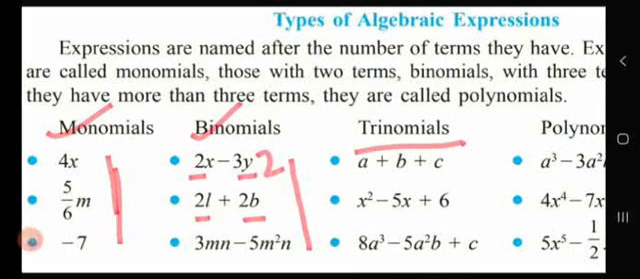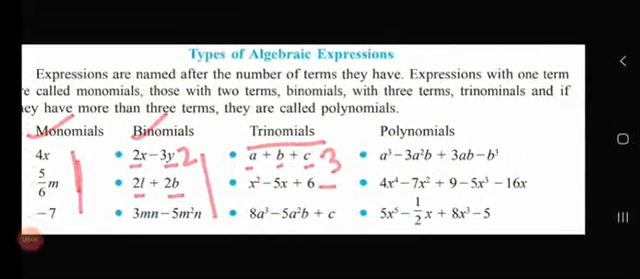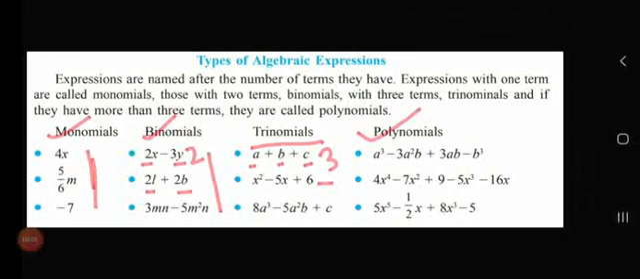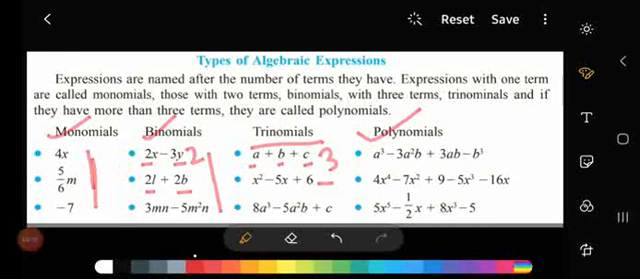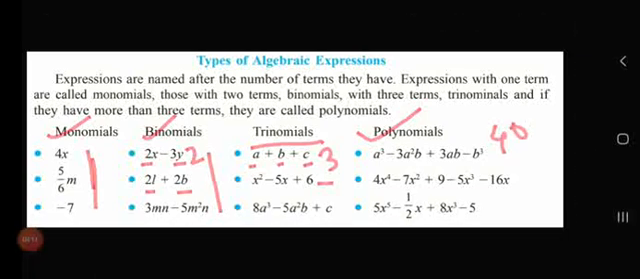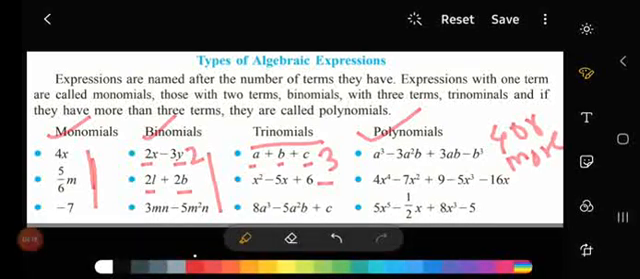Trinomial is the algebraic expression which contains three terms. First, second, third. Like that, they contain three terms. The last one is polynomial. That is the algebraic expression which contains four or more terms. So an algebraic expression which contains 4 terms or more than that is called a polynomial.